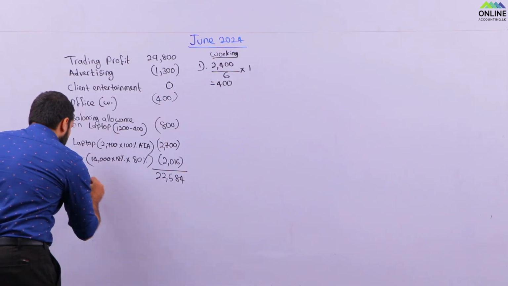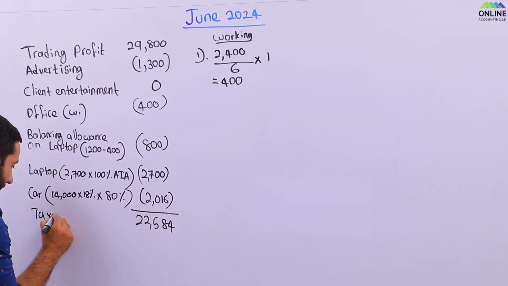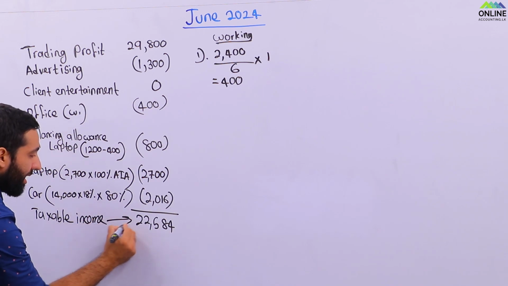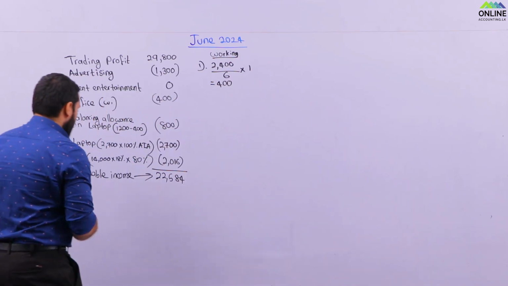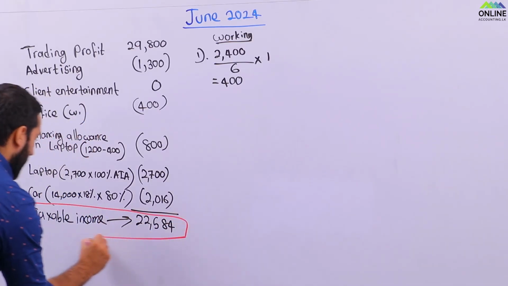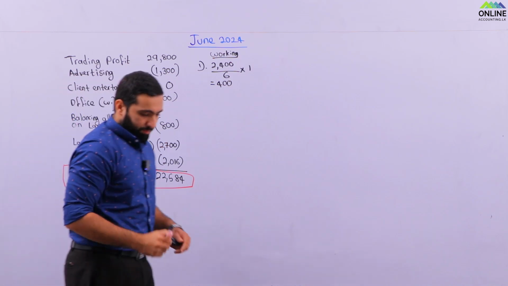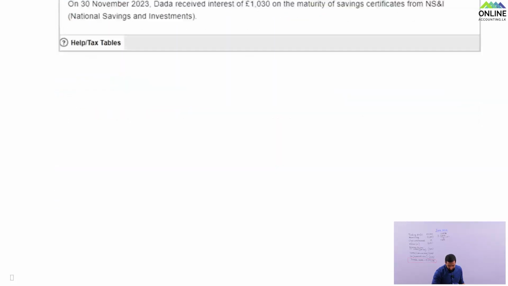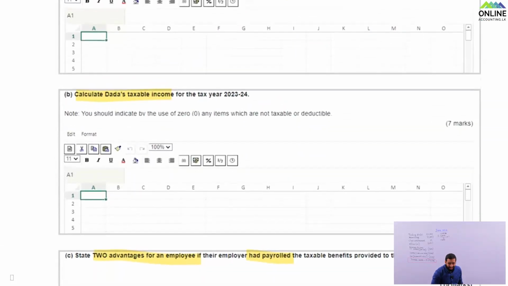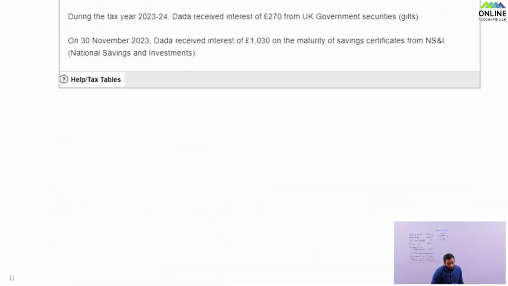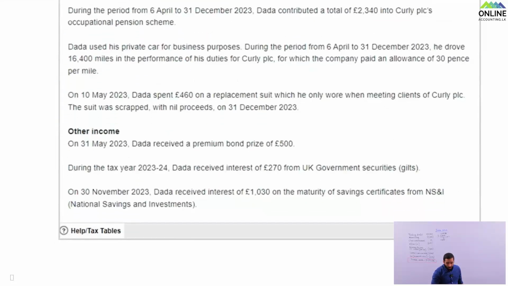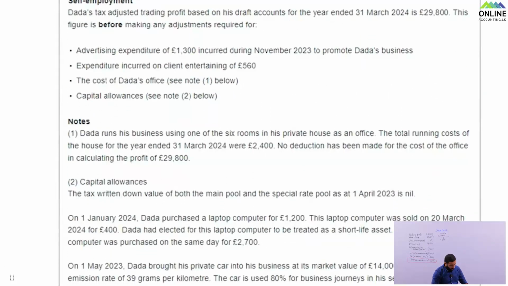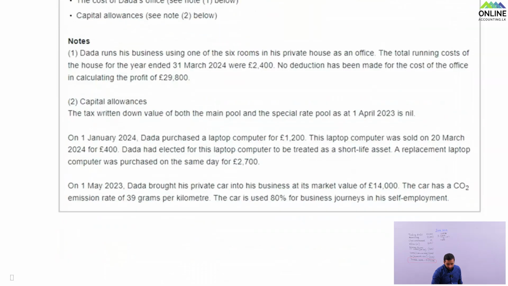This is what they're asking. Okay, this is your taxable income. Taxable income. This is very important. This is your final value of taxable income. And then we are moving on to the next part of your question. What is the question? Yes, they are asking to calculate D's taxable income. So this is not only the employment income or other income, but this includes the trading profit as well.